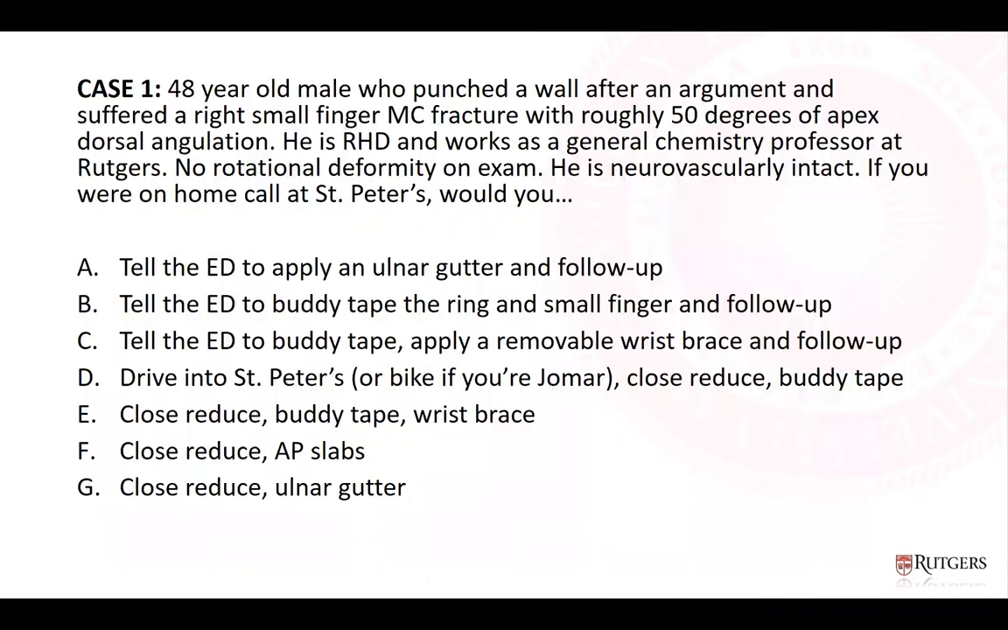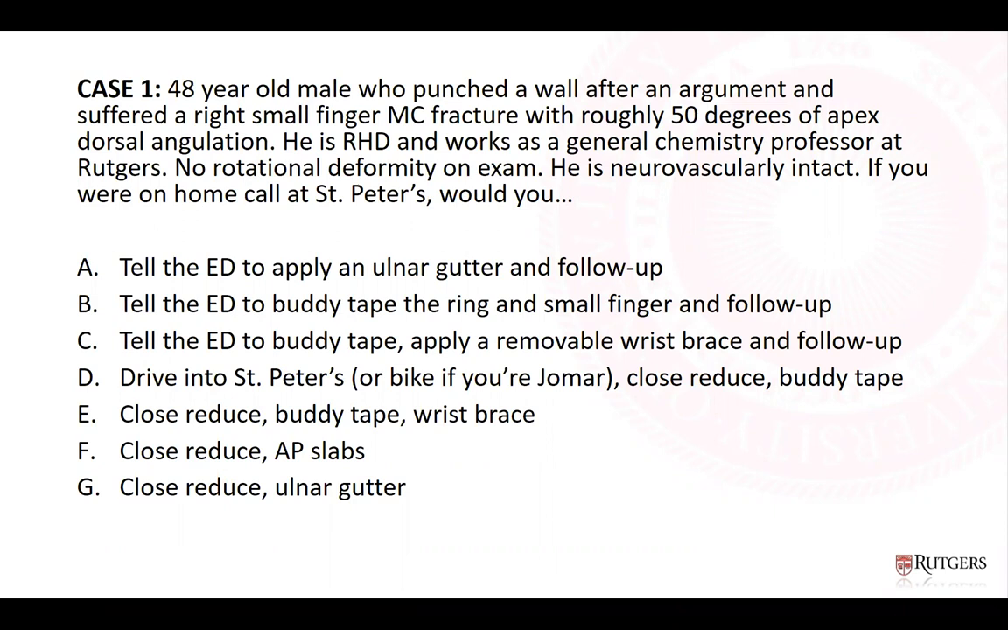So here's the first question. This is a 48-year-old male who punched a wall after an argument. He suffered that fracture. He's right-hand dominant, works as a general chemistry professor at Rutgers, no rotational deformity per the ED. You get called at 11 p.m., you're on St. Peter's call. You have to decide whether you go in and see this, reduce it, or tell them to splint it and follow up.